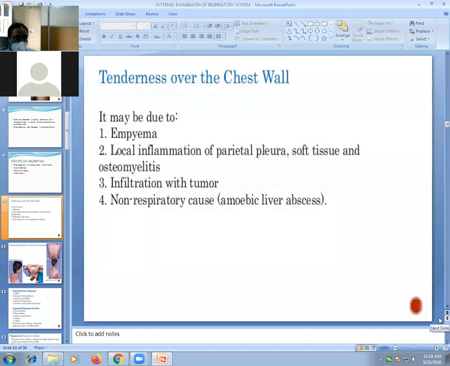So tenderness is present in case of empyema. Empyema means pus in the pleural space. Presence of pus in the pleural space is called empyema. Then local inflammation of pleura, that is pleuritis. Then soft tissue infection or osteomyelitis or fracture ribs or trauma to the chest. So there can be local tenderness present. You have to just palpate the chest of the patient and observe any local tenderness.